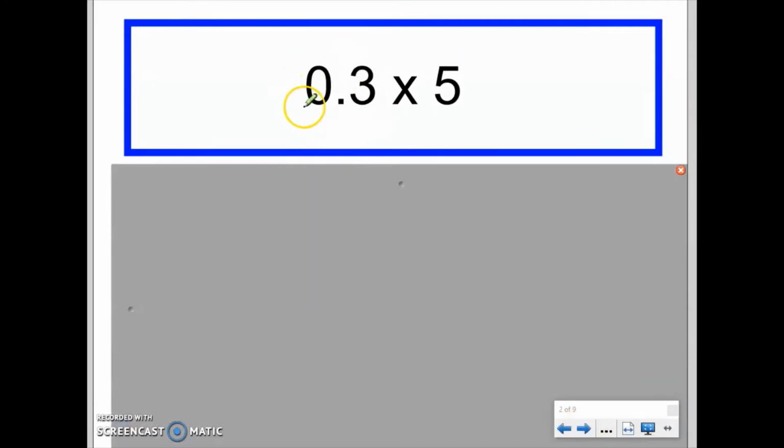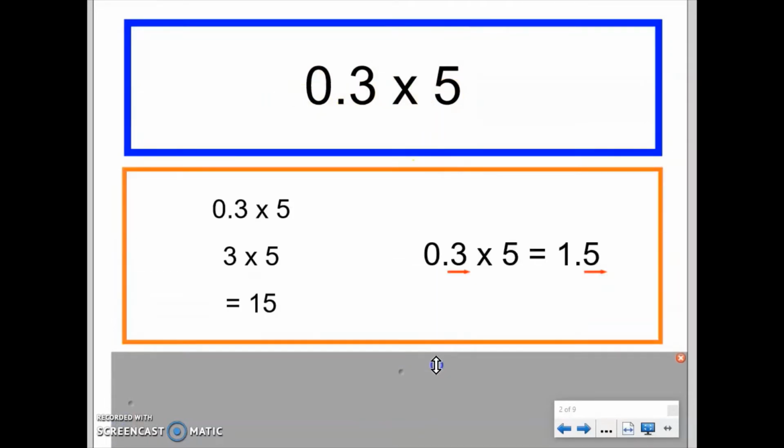So here's my second example, 0.3 times 5. Again, I'm going to approach the question by ignoring the decimal points, removing the decimal points. 0.3 times 5, if I ignore this decimal point, becomes 3 times 5, which of course is 15. Now I need to ask myself, where do I put the decimal point back into my answer? If I look at the original question, there is only 1 digit after a decimal point, and it's the 3. So in my answer, I want 1 digit after the decimal point, which is why my answer becomes 1.5.